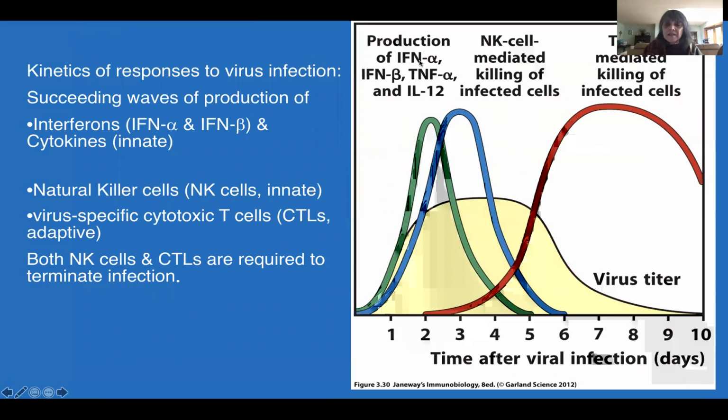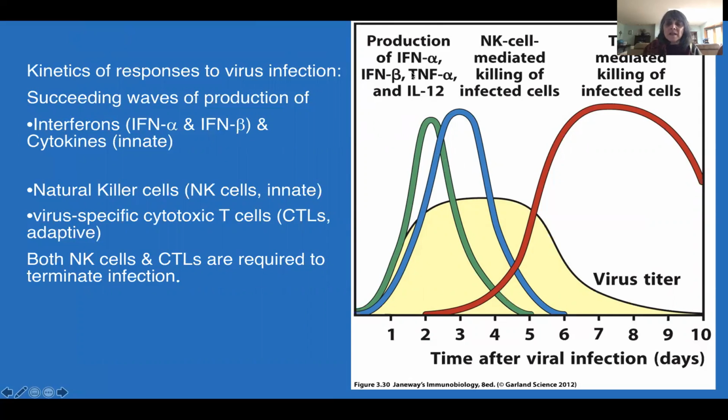There are kinds of cytokines that are called interferon alpha, interferon beta, TNF alpha, and IL-12. And these are all produced very quickly. As you can see, you start to see their production within 1 to 2 days, and they peak at about 2 days, and then that response wanes.